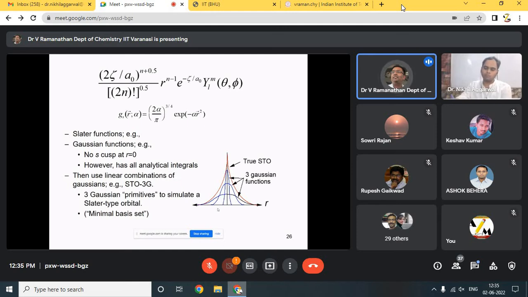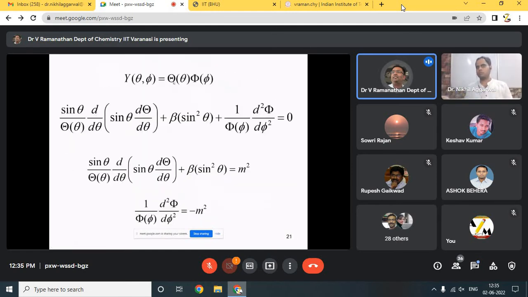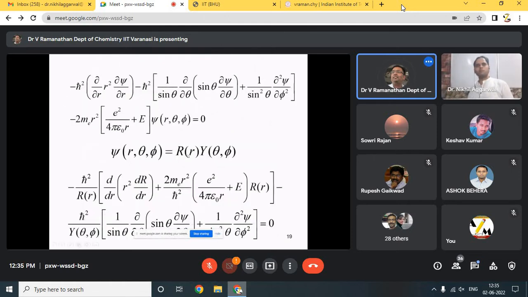So John Pople, who got the Nobel Prize for introducing computers to chemistry, deserves credit for making the job easier by taking the help of computers to solve the Schrodinger equation. This is one example where I've shown you, when you have a multi-electron system, the radial part, R of r. If you remember in the hydrogen atom problem, you had an R of r part and a theta phi part separately, right? R of r and Y of theta phi.